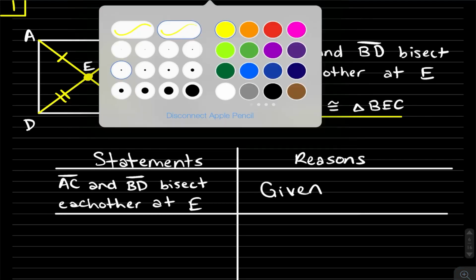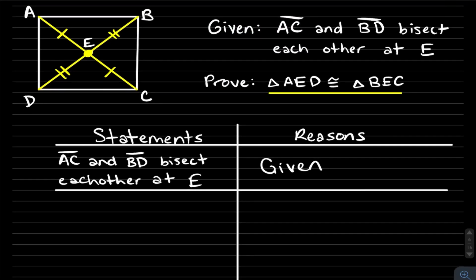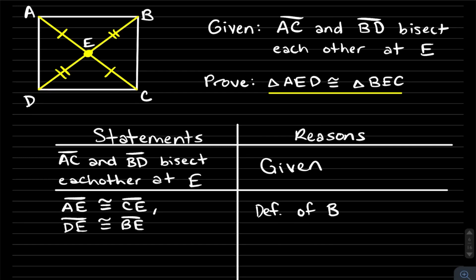We can write all that in one statement. We can say that segment AE, we'll stop at E, so just this part right here, is congruent to CE. We'll write it this way so they're ending at the same point. And we'll also write that DE is congruent to BE. The reason for this is that's what a bisector means. So it's called the definition of a bisector. That's our reason.